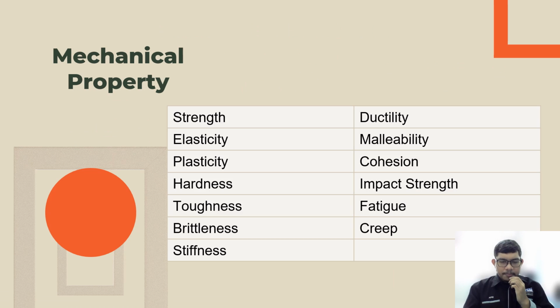Mechanical property. First is strength. The capacity of a material to withstand a load without failing or plastic deformation is referred to as strength in material mechanics.